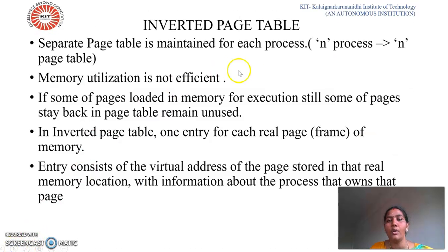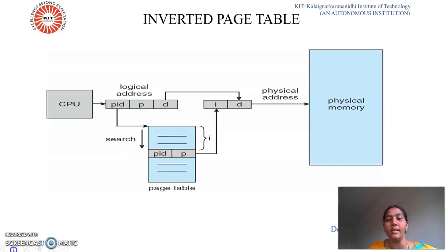So the next one is your inverted page table. In the inverted page table, we retrieve the real page frame of the memory, whereby the virtual address of the page is stored in the real memory location with information about the process that owns the current page. Suppose if you consider over here, the CPU generates the logical address, which is the process P1, and the corresponding page of the process P1 and the displacement. It is searched in the table. Thereby we found that at the ith index we get the information about the real page that should be loaded into the physical memory.